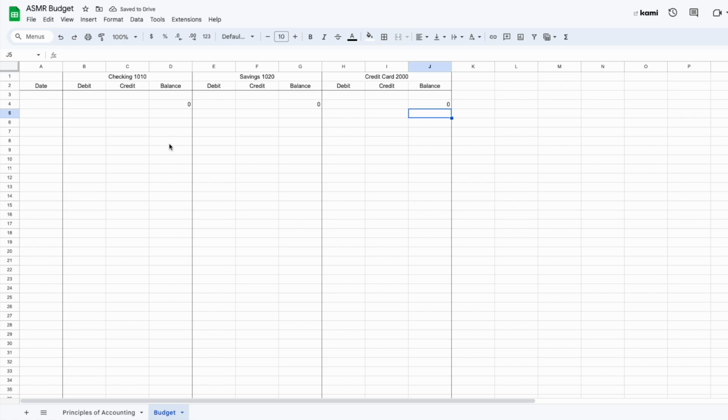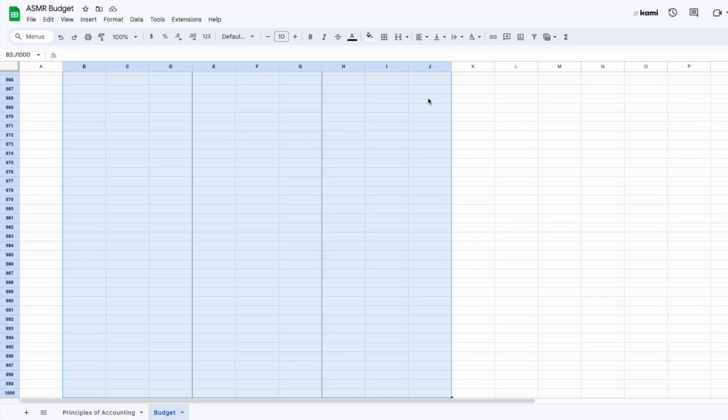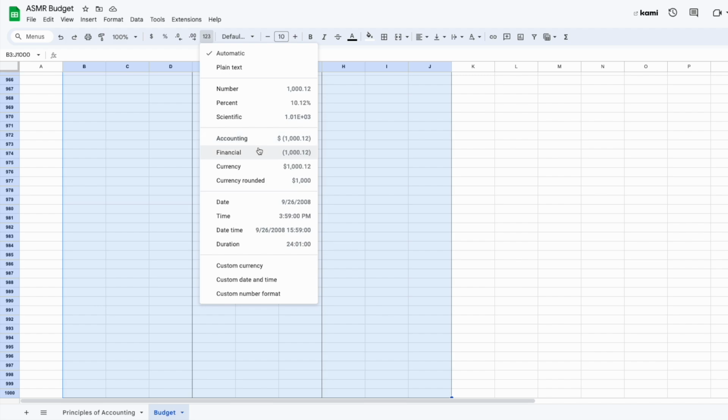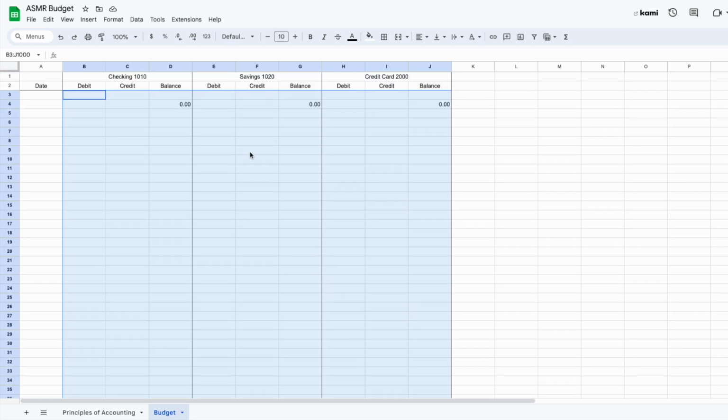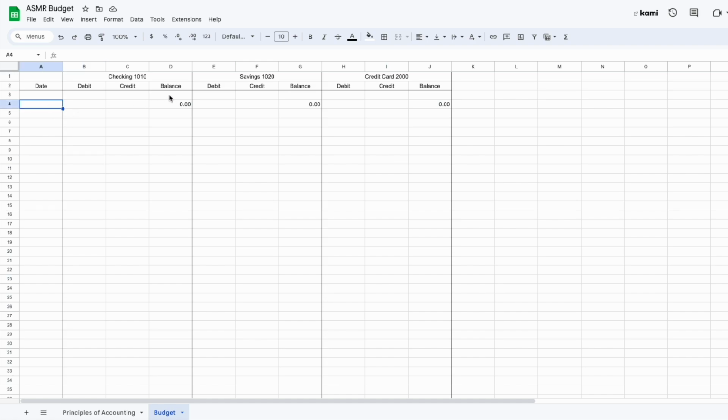Last thing we want to do is format our sheet. Highlight the whole thing. And we'll set it to financial. I don't like using accounting or currency because the dollar sign can become annoying. So our starting balances, for simplicity's sake, are zeros. Poor financial standing.